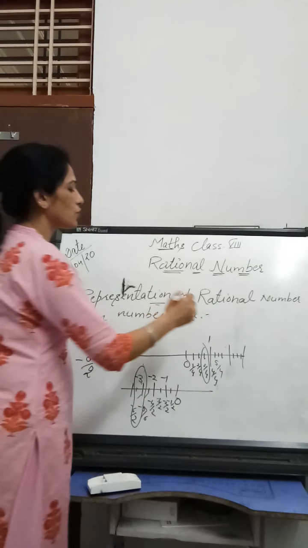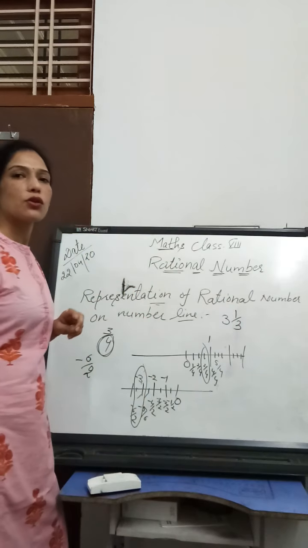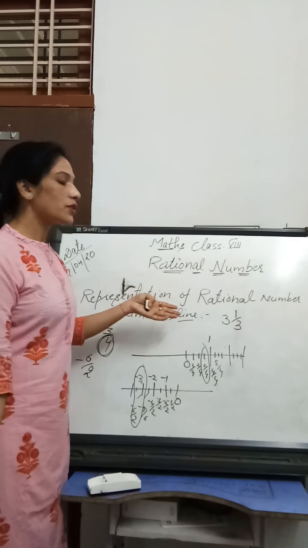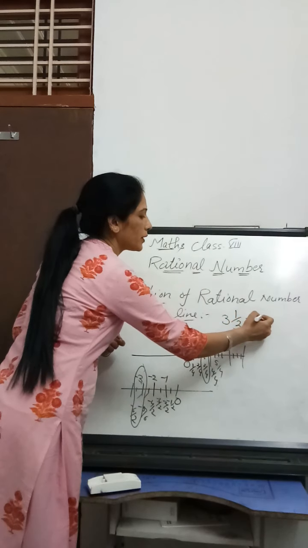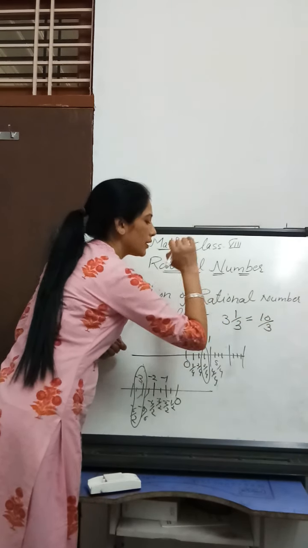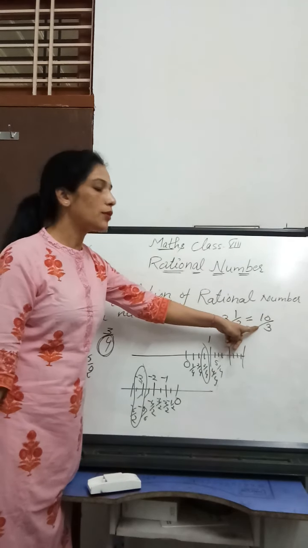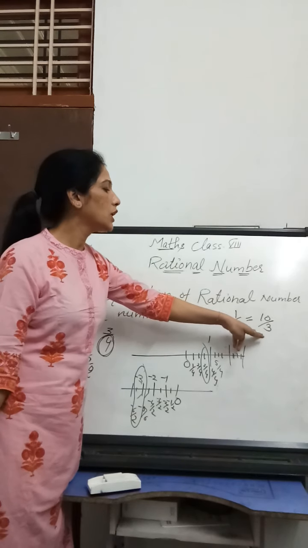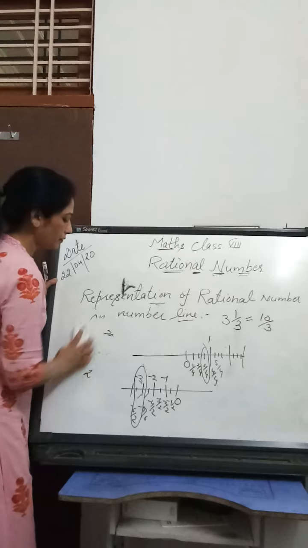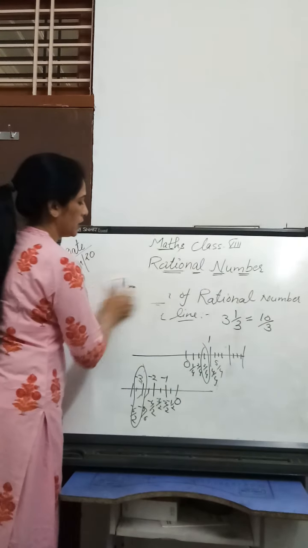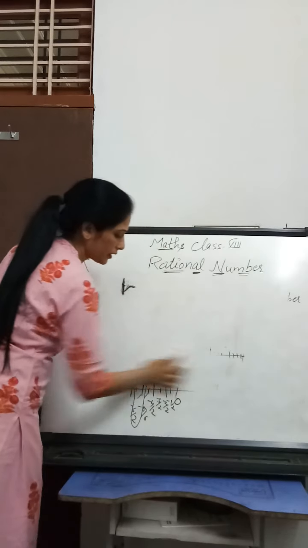Some questions are given to you in mixed fraction. For example, this number you have to represent on number line. So no need to worry. First of all you will convert the mixed fraction into simple fraction, and after converting mixed fraction into simple fraction, it will become 10 by 3. Clear? Now this number you can represent on number line. So this is the way of representation of rational number on number line.